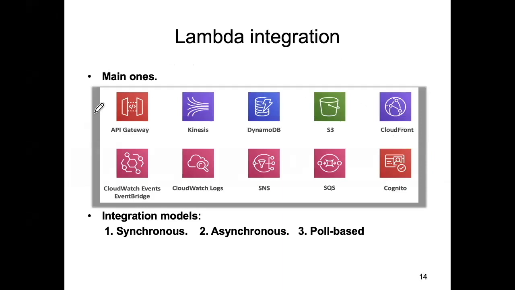Now, the title here is Lambda integration, but I'm not talking about integration here in terms of what your Lambda can do, because your Lambda function can communicate with any other AWS service. By Lambda integration here, I mean what services can trigger the execution of your Lambda. And this goes back to the event sourcing idea, which the demonstration that I've just given you doesn't have any illustration of.